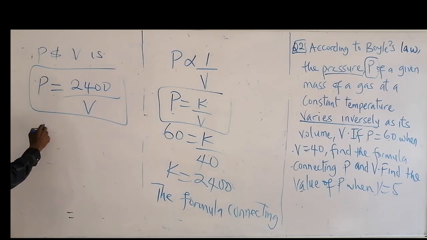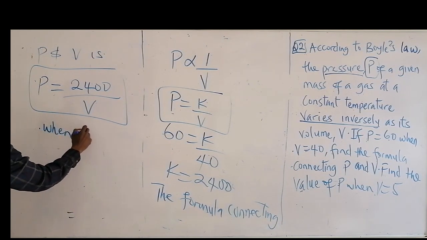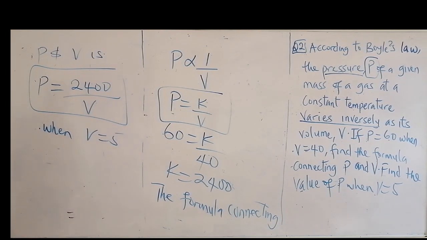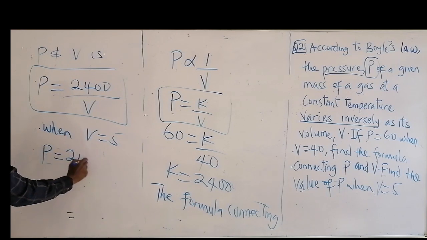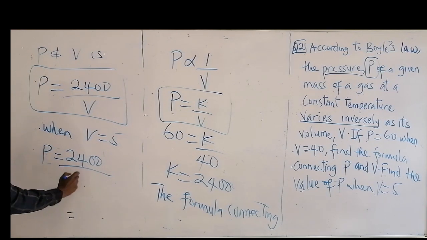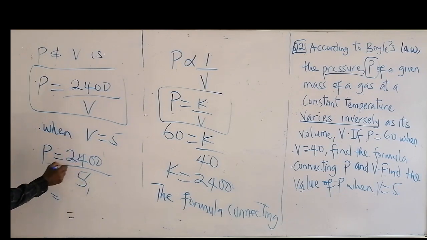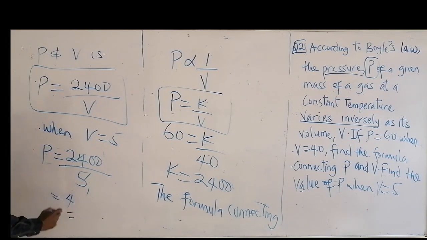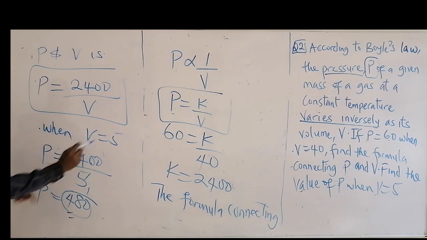On the final note, find the value of P when V is 5. When volume is 5, P is equal to 2400 over 5. And that will be equal to 5 in 24, 4, and 5 in 40 is 8, so this will give you 480. So when the volume is 5, the pressure is 480. And that's that on that question.